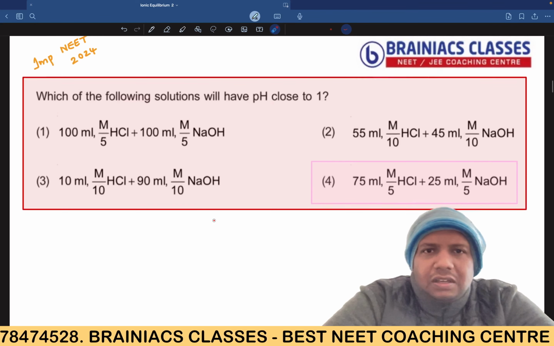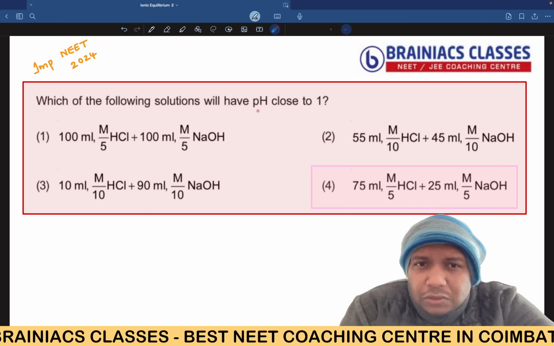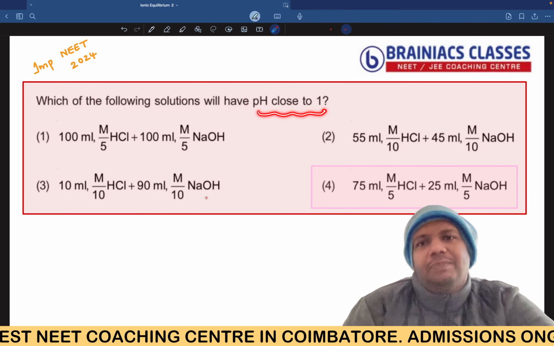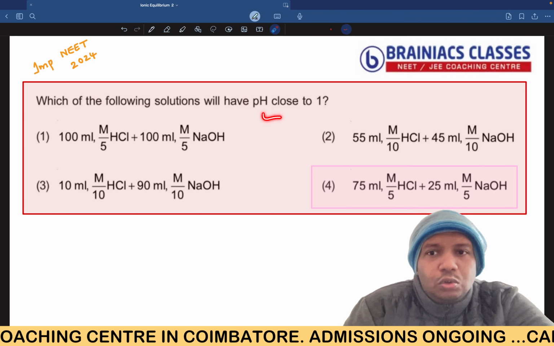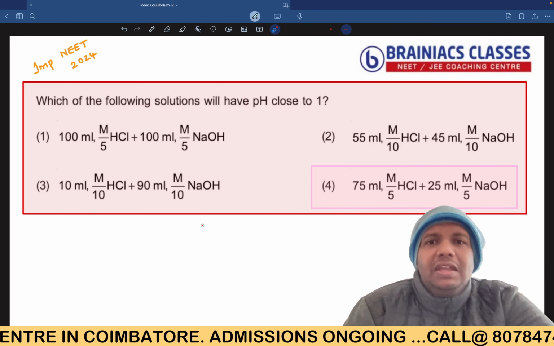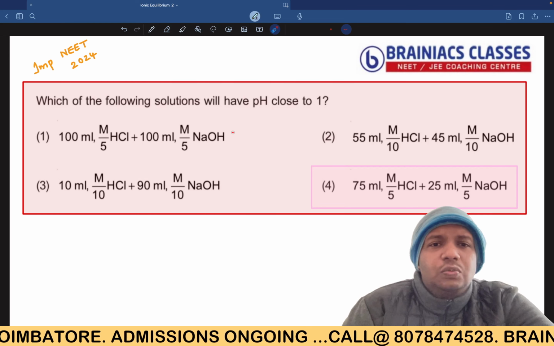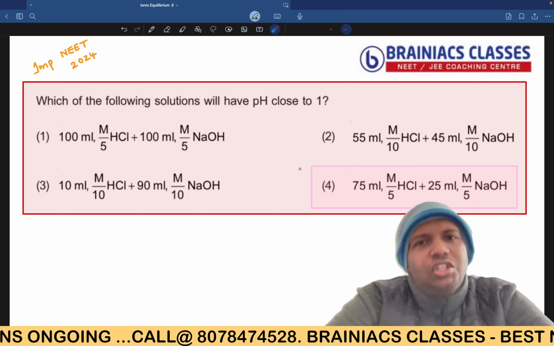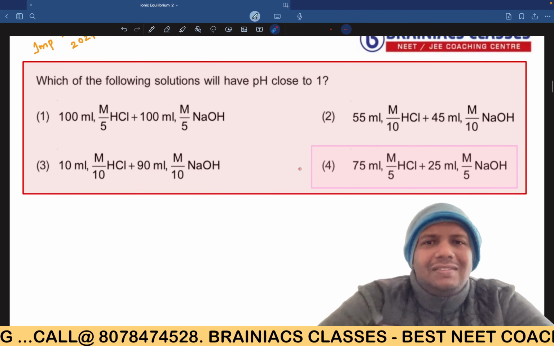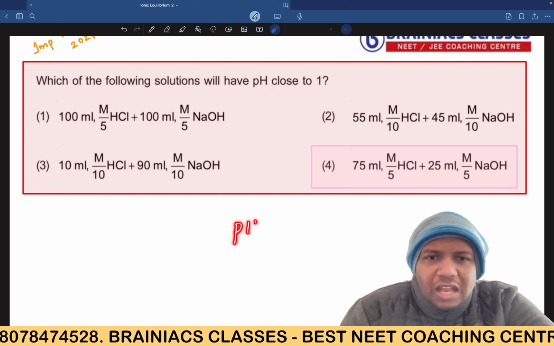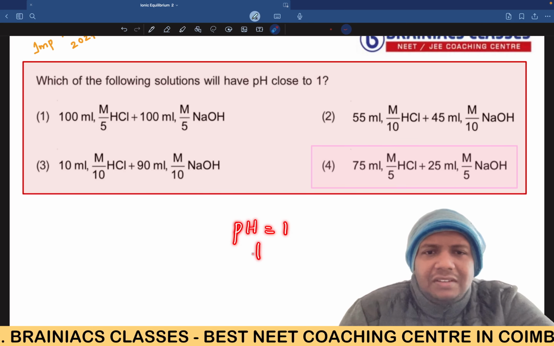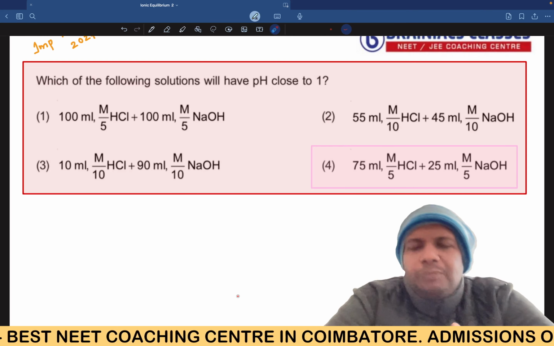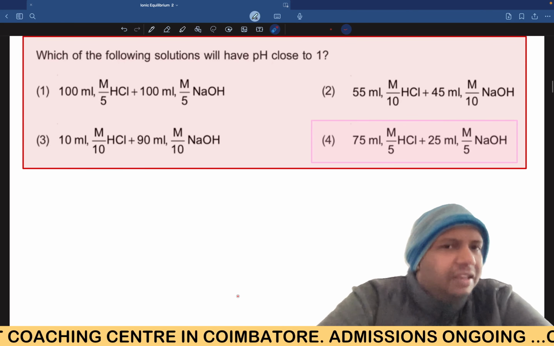From this particular question, they are asking which of the following solutions has a pH that is close to 1. Now, if you try to do this for all 4 options, it will take a huge amount of time. So let us apply some logic before doing it. What is the logic? They are asking for the pH value to be close to 1. So that means that particular solution is acidic. Now I need to identify from these 4 a solution that is acidic in nature.